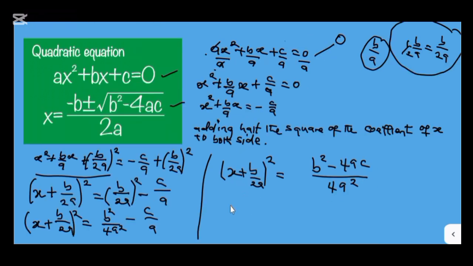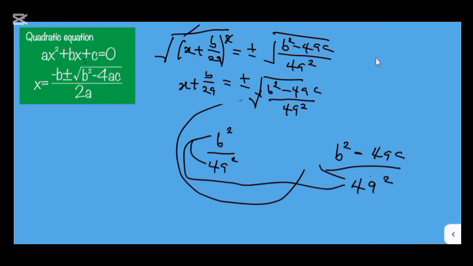What we have here is x plus b over 2a equals plus or minus the square root of b square minus 4ac all upon 4a square. That is what we have. But is this where this is going to stop? The answer is no.